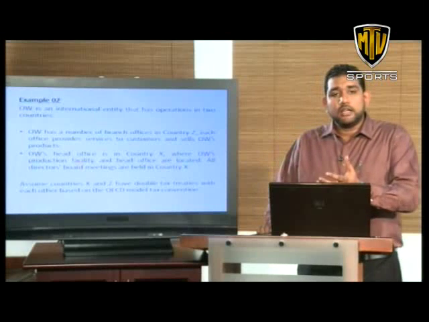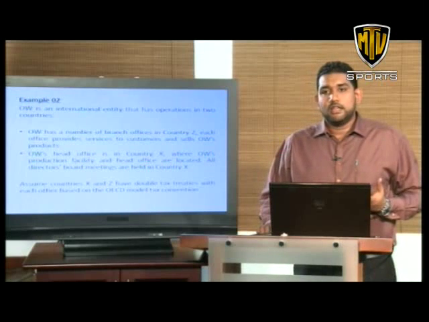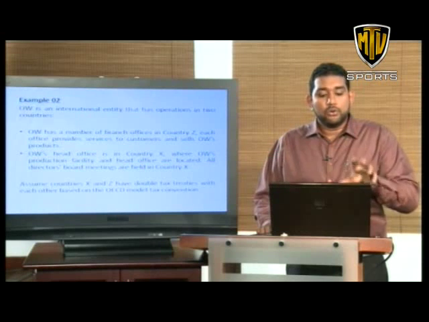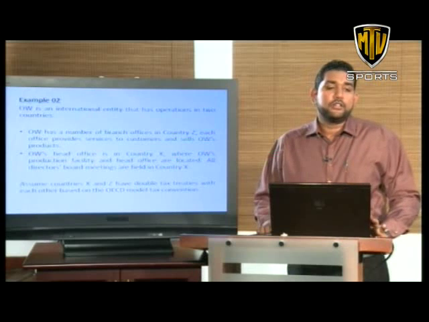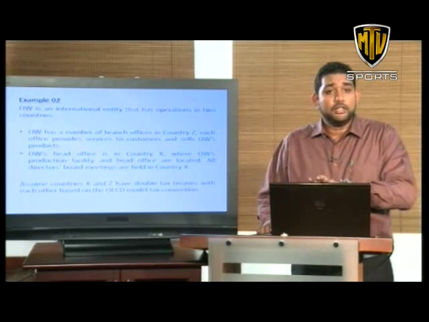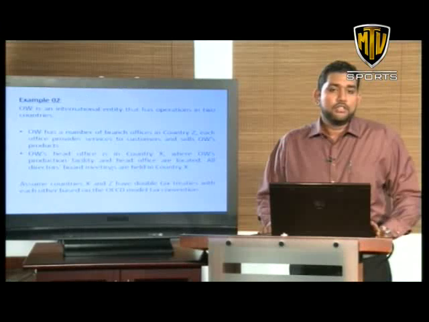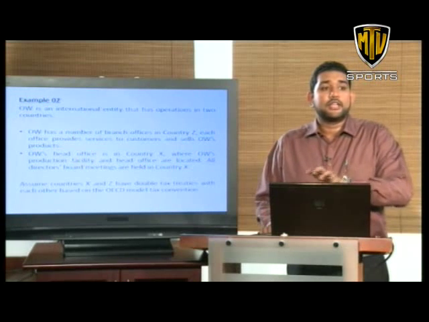So once this income is taken back to country X, it is the corporate residence, and the tax authorities of country X will require OW to pay taxes, including the income that is generated from the branch. So the branch income is likely to face double taxation. First in country Z, the country of earning, and then in the country of corporate residence, country X. So we have a problem. Income earned by the branch is going to get taxed in two countries.